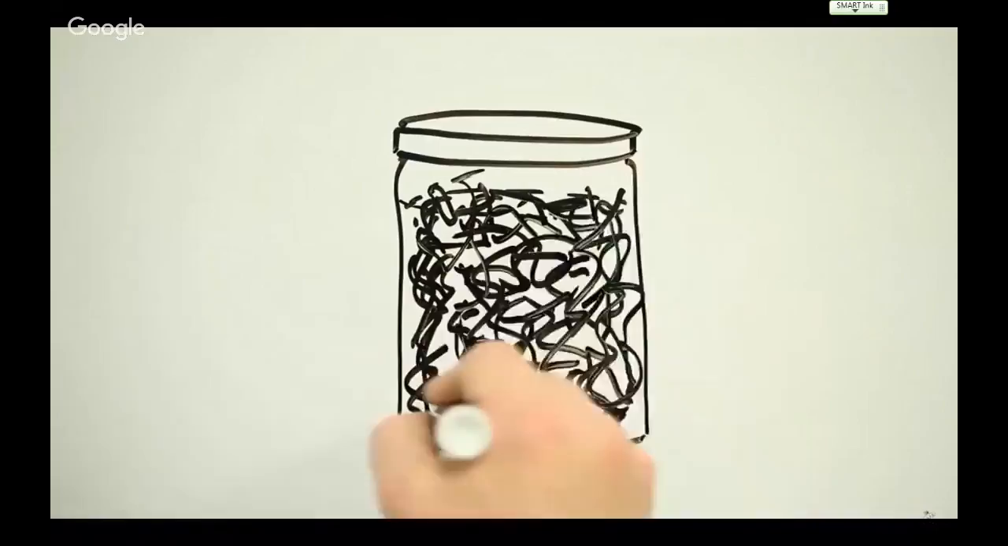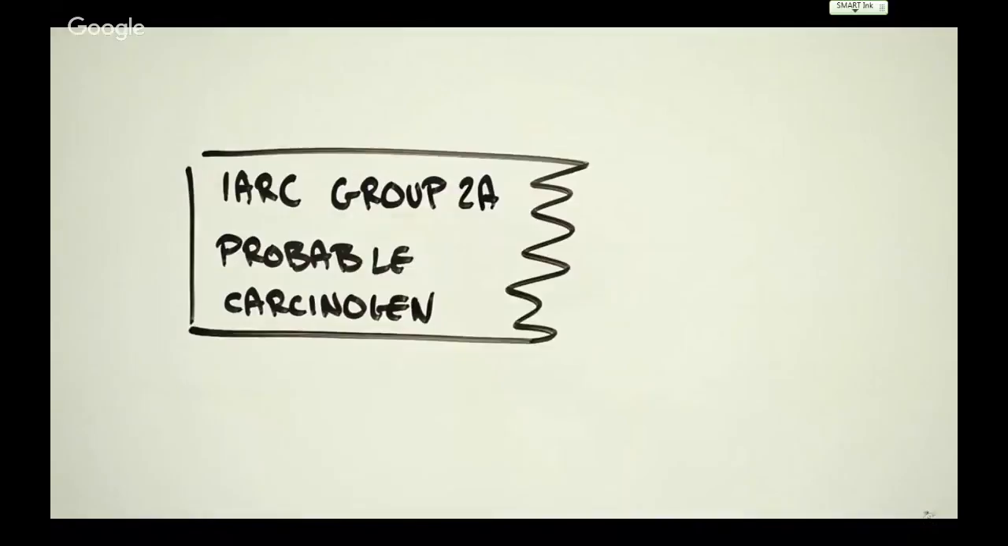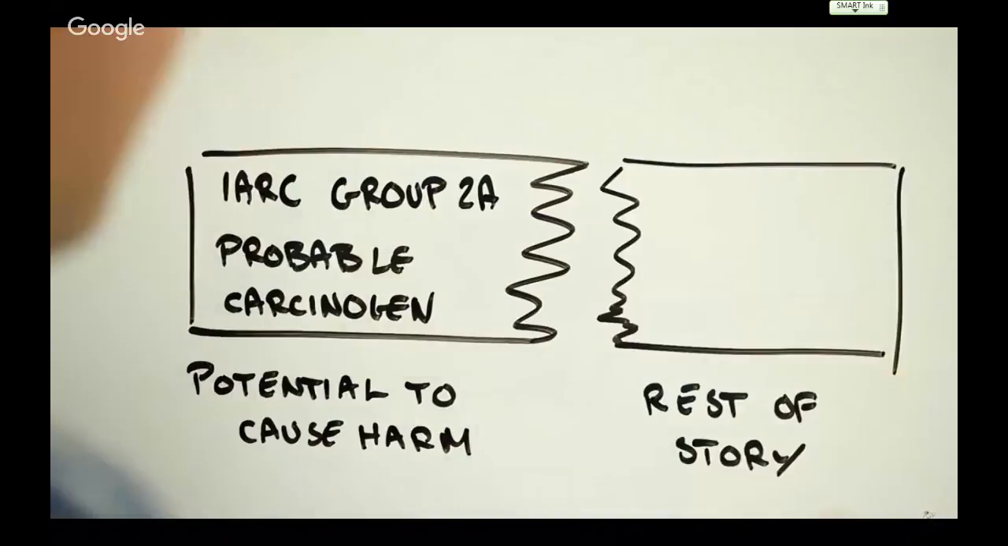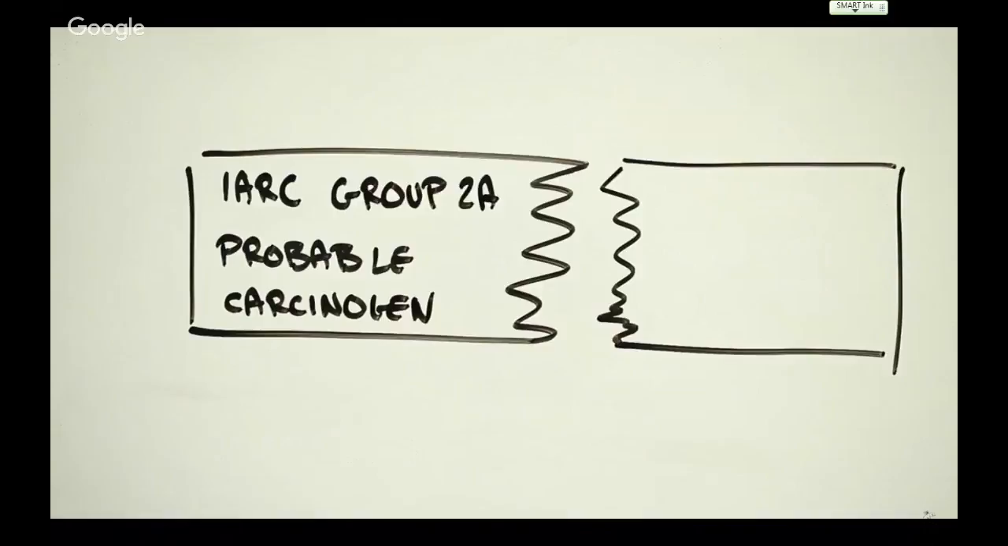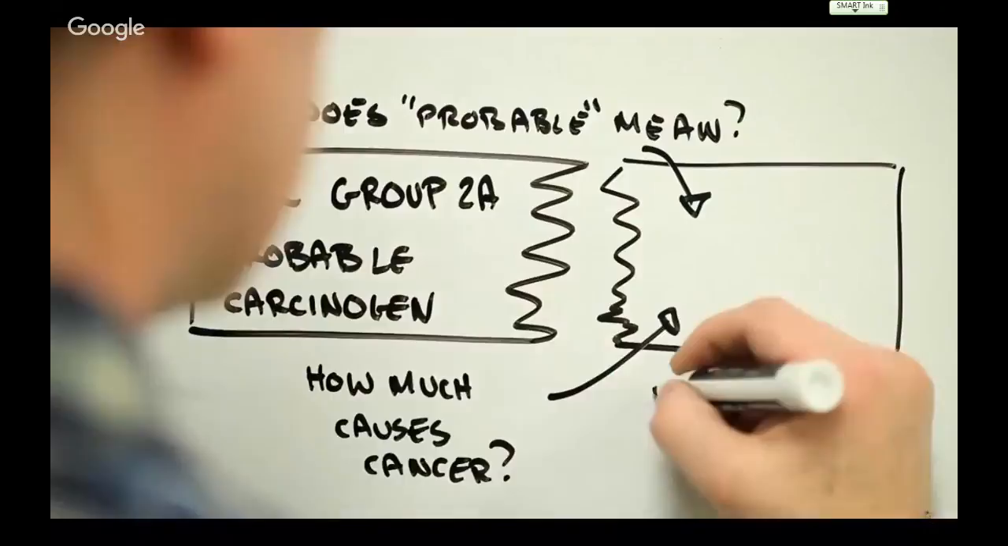In effect, an IARC label indicating something is a potential or a probable carcinogen doesn't mean that it will necessarily cause cancer. And it certainly doesn't mean stop using it. The label is only half the story. It suggests what could happen, but it doesn't indicate how likely it is. It's the equivalent of saying a rock could kill you, but not pointing out that it probably needs to be dropped on your head from a great height first. To make sense of these labels, additional information is needed on what probable actually means, together with how much stuff people are exposed to and how much of it is needed to cause cancer.